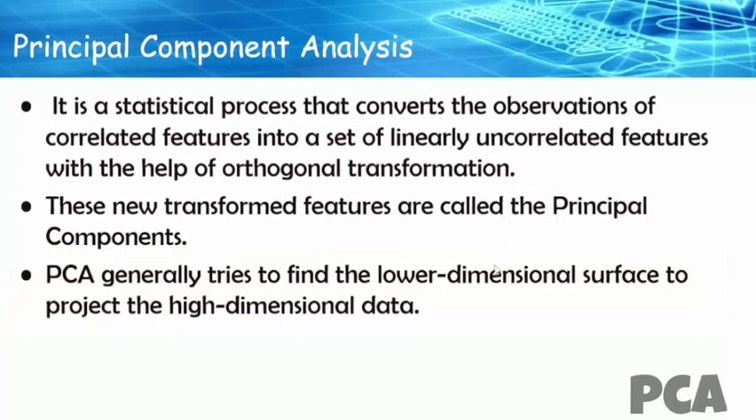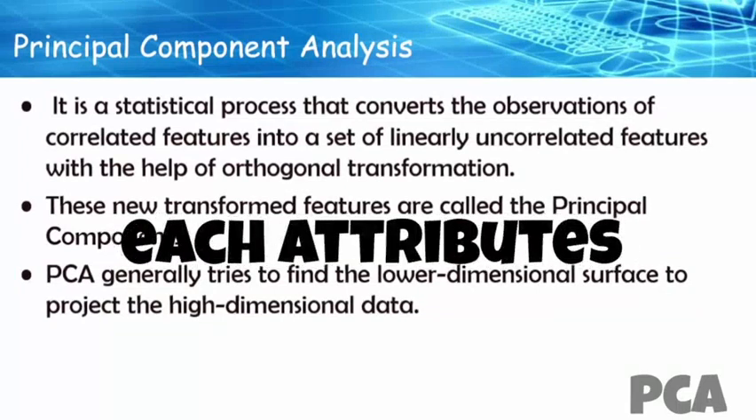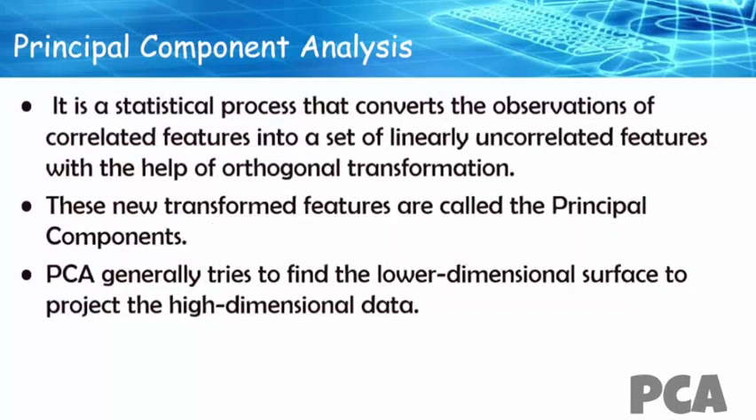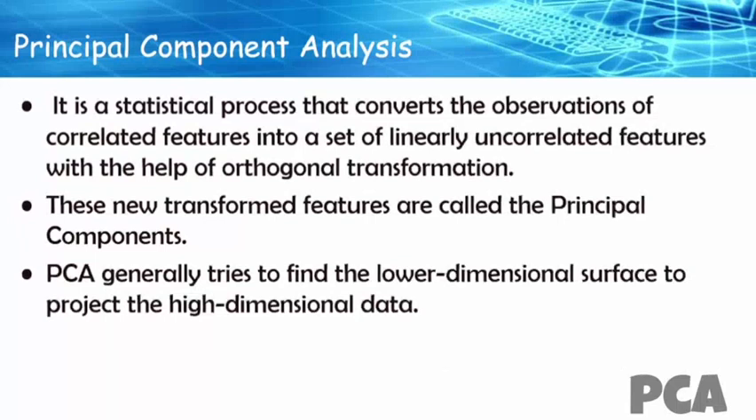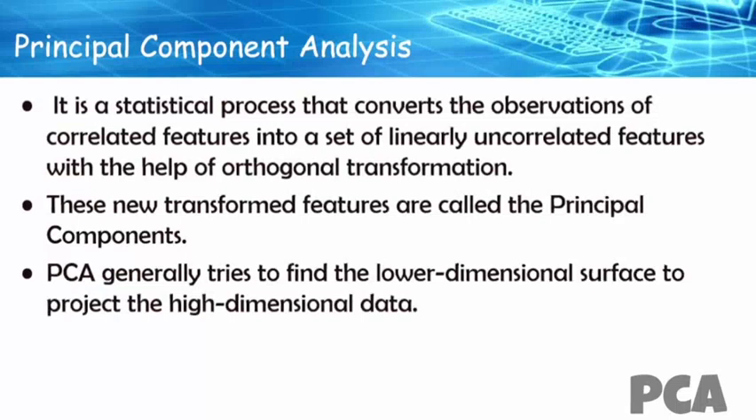PCA works by considering the variance of each attribute, because a high variance attribute shows a good split between the classes, hence it reduces the dimensionality. So basically it will consider the variance of each attribute. Every attribute here means with respect to individual data, because the high variance attribute shows the good split. When you have high variance in the data, then it is a very good split with respect to classes, hence it reduces the dimensionality.